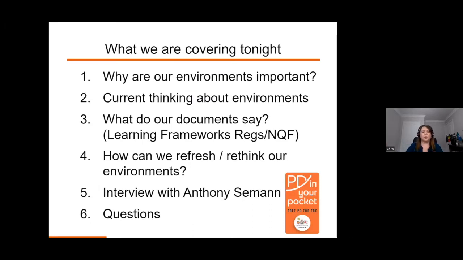Okay, so let's have a look at what we're covering in tonight's session. Number one, why are our environments important? A very topical question, and hopefully we can answer that for you tonight. Number two, current thinking about environments. So we will definitely unpack what that looks like and how that feels for educators. Number three, what do our documents say? So we're going to just refer back to the learning frameworks, the regs, the National Quality Framework, and really try and link that together as to why it's so important that our environments are inviting for children every day.